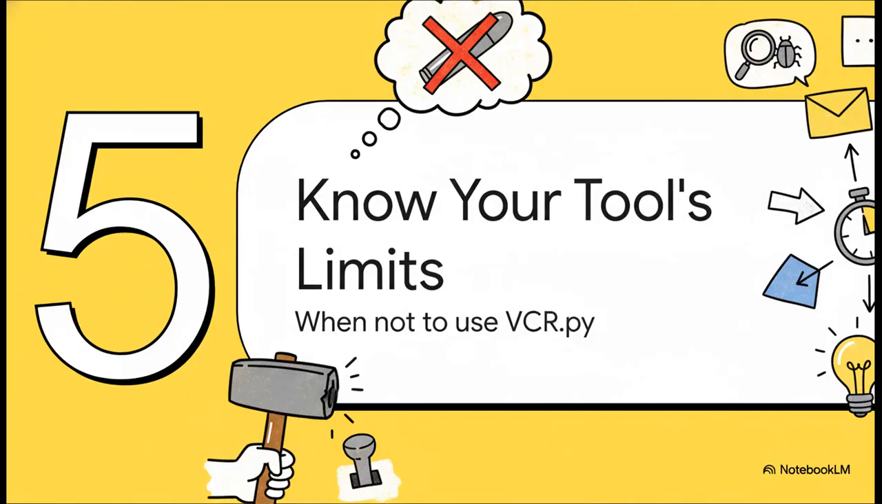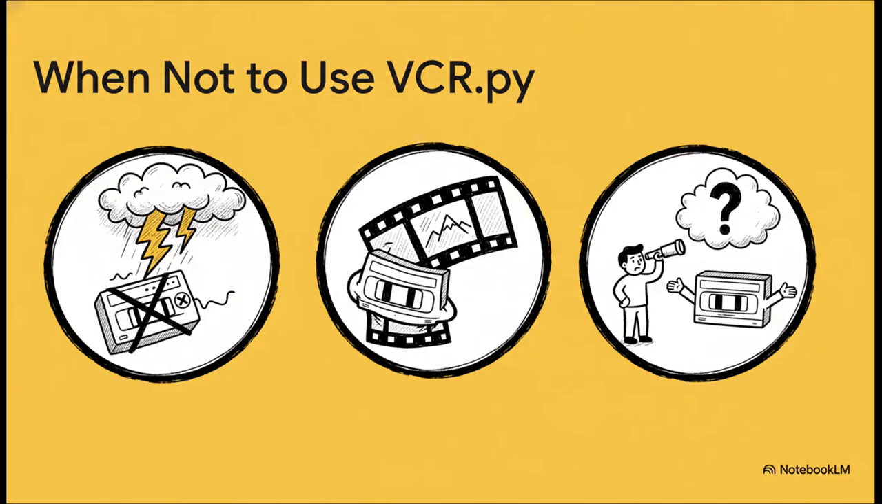Now, VCR.py is an amazing tool. It really is, but it's not a silver bullet. No tool is. So a big part of using it effectively is knowing its limits and knowing when it's time to reach for a different tool in your toolbox. Alex Chan's guide brings up some great points here. For example, testing specific network errors like a server timeout or a 500 error. It's really hard to reliably record those because they're unpredictable.